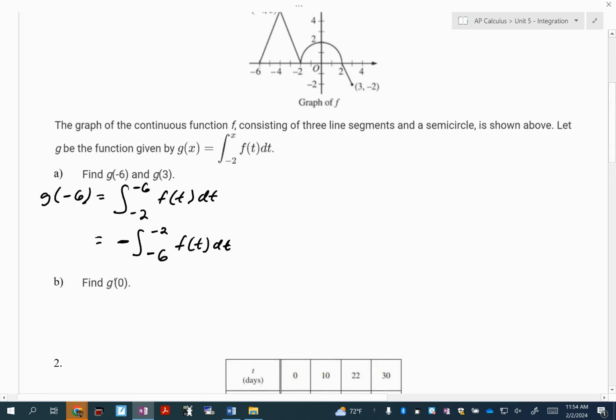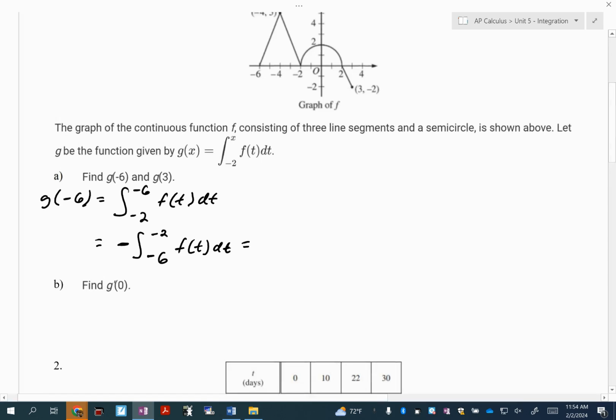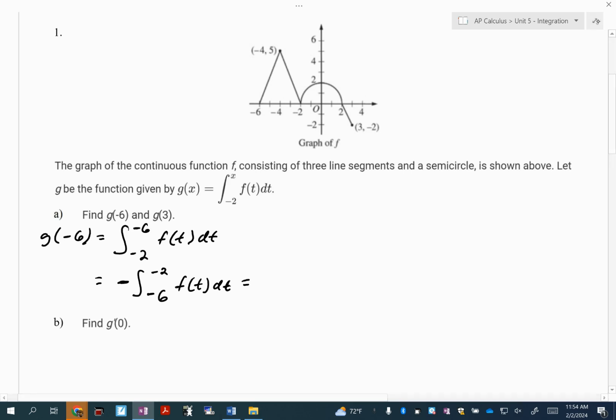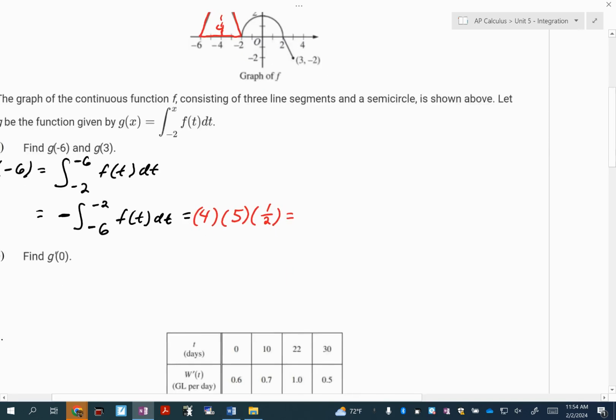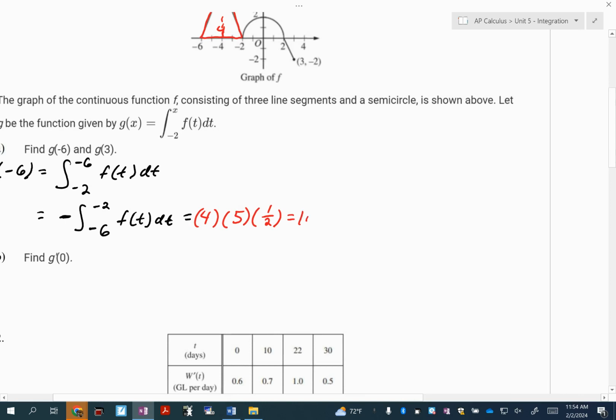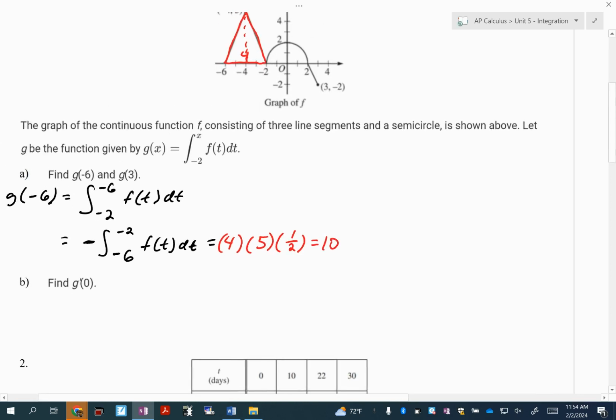So if I do this, then I'm looking at just -6 to -2, which in this case is just this triangle. So I can find that area under the curve. My base is going to be 4 units, and then I have a height of 5. That's that y value there. And don't forget to multiply it by a half or divide it by 2 to give you 10 units. So that's for the first one.